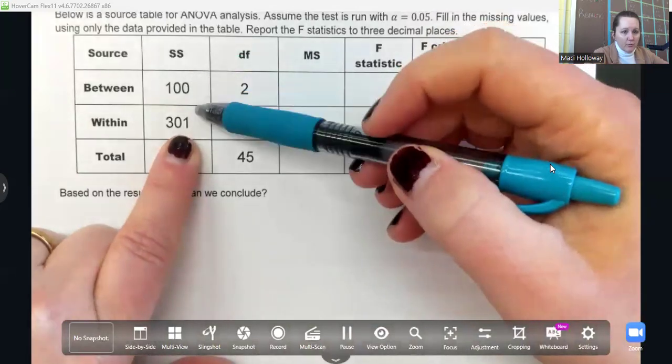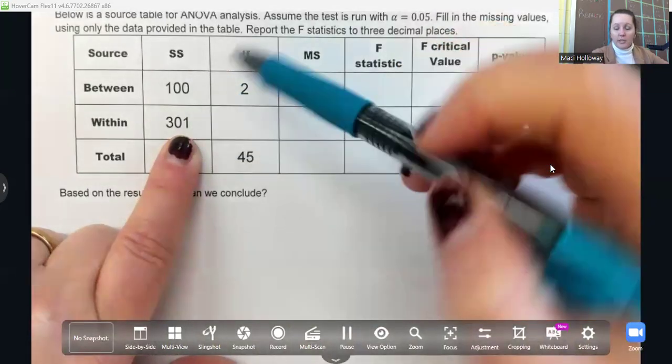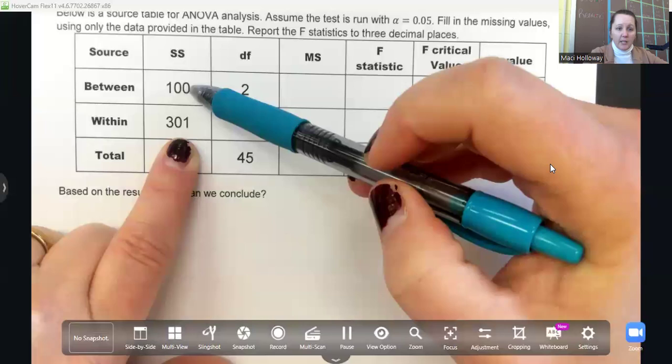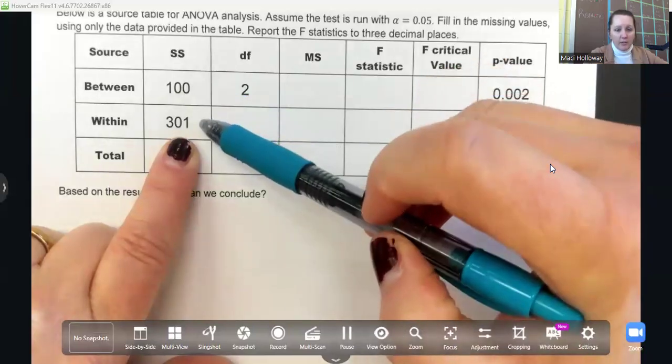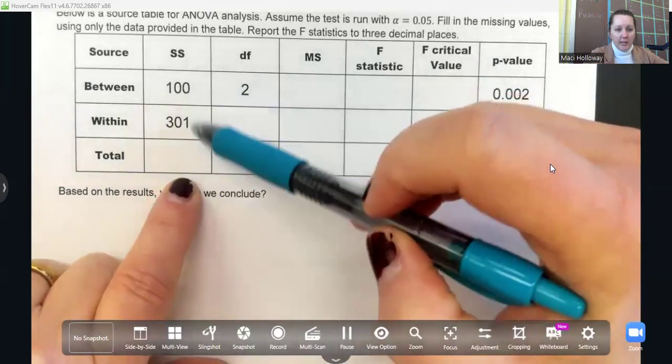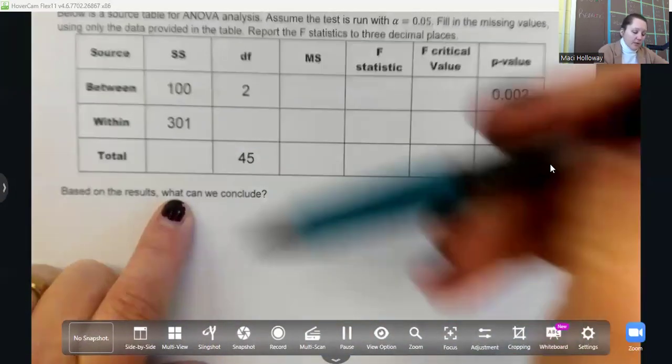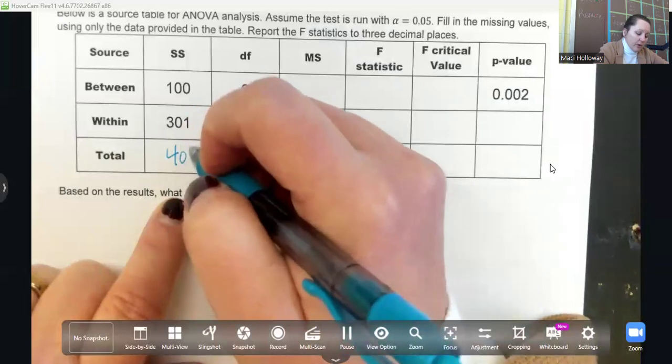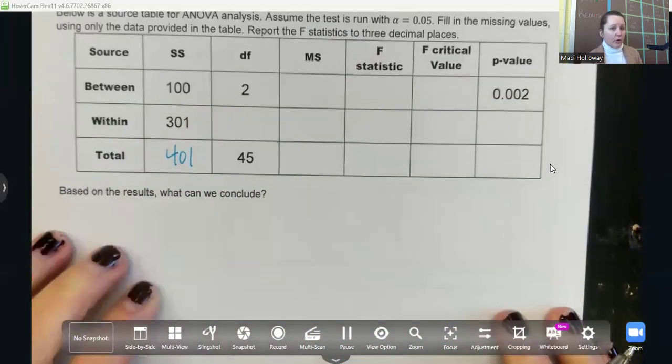Usually these values are going to be given to you. So between is 100 and within is 301. The total is our sum of squares added together. So 100 plus 301 gives us 401. So our total sum of squares is 401.